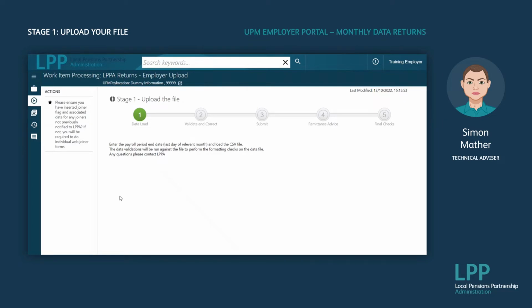The third question reminds you that if you are providing details of any new joiners who haven't previously been reported to LPPA, you need to have completed the joiner flag and additional columns relevant to joiners as detailed in the spec. If you're satisfied any joiners have been notified correctly, or if this isn't applicable to you this month, click on the question, then click OK.